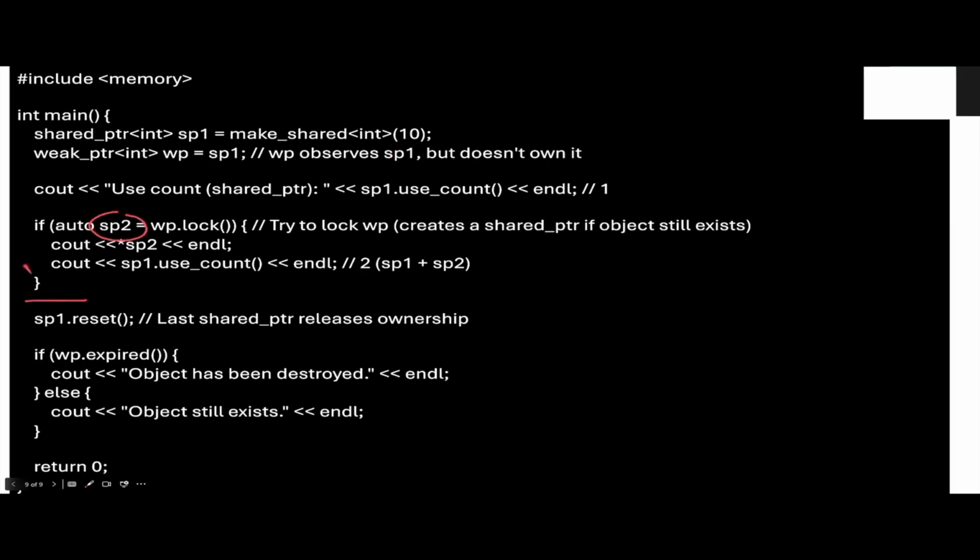Outside this block, since this sp2 is valid only under this block, it is no more valid. It has gone out of scope. So now if you try to print useCount on sp1, it should print 1.